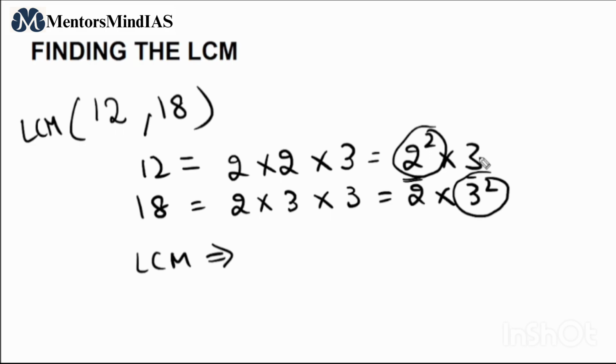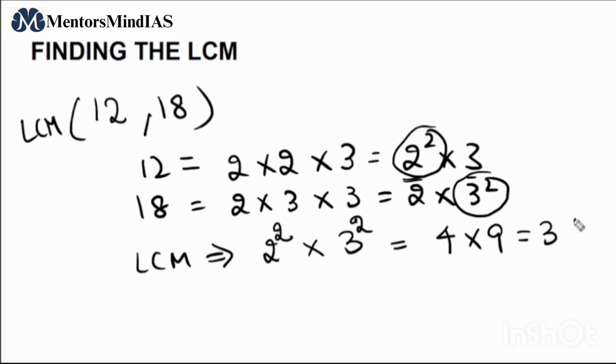If they are common, then write it once. Say from 12 you get 2 and 3 both. These are also common for 18, so you do not write them again. Now pick up the highest power. From 12 and 18, 2's highest power is 2 only, so write it here. From 12 and 18, 3's highest power is 2. So your LCM is 4 into 9, which is equal to 36.